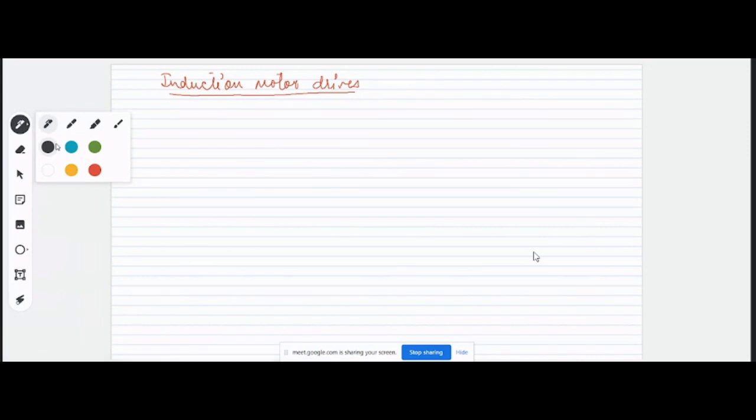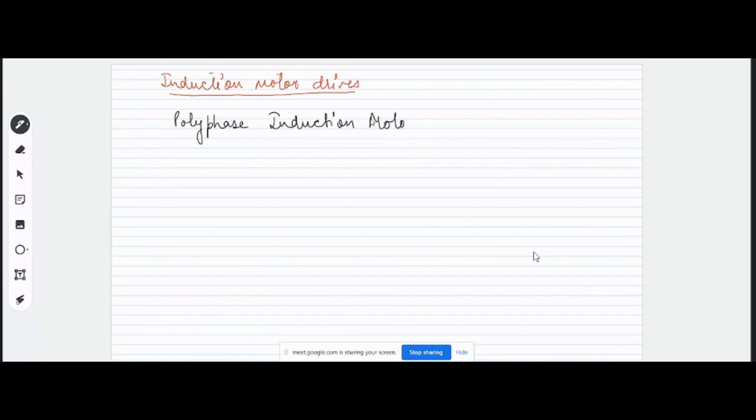What are the specific features of this induction motor? If we talk about the polyphase induction motor, we can have two kinds of induction motors. One is the single phase and the other is the polyphase. Polyphase means multiple, three phase induction motor. So the polyphase induction motor has the following features. It is a self-starting motor, right?